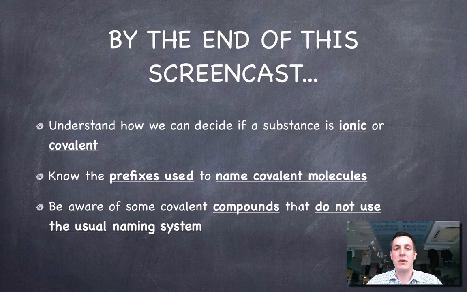Okay, so hopefully that all made sense, and the next film will deal with the naming of ionic compounds.